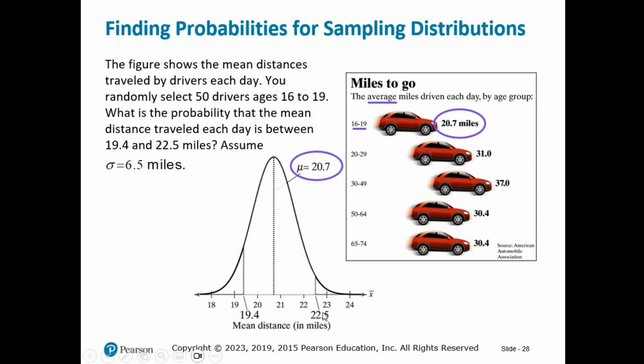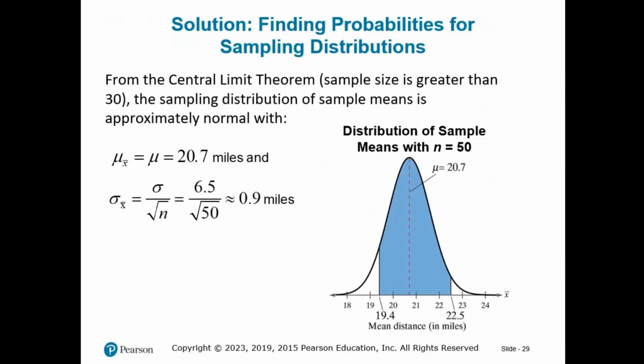We also know that the standard error of the mean, sigma sub x bar, is going to be equal to sigma divided by the square root of n. Well, sigma is 6.5 and our sample size is 50. So divide 6.5 by the square root of 50 and get about 0.9 miles, which is our standard error. Now that we have these values, we can work on standardizing this graph.